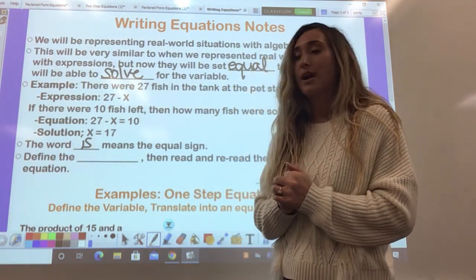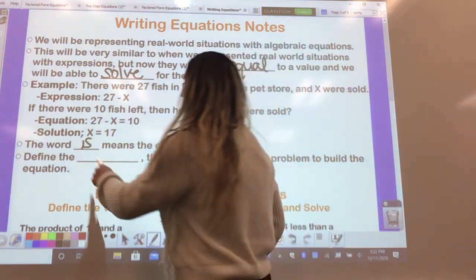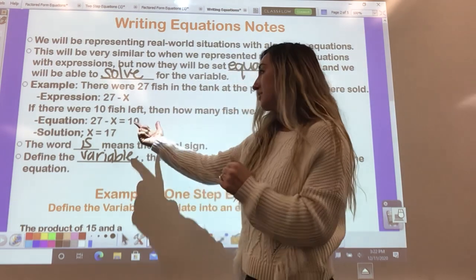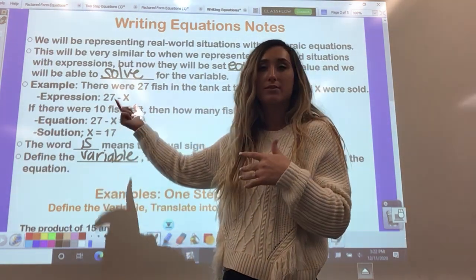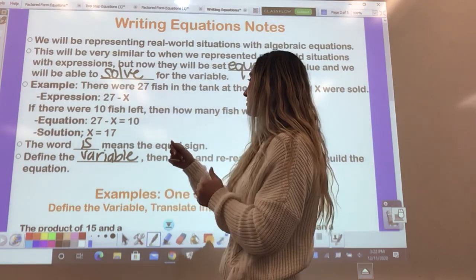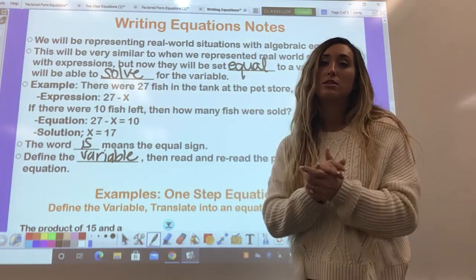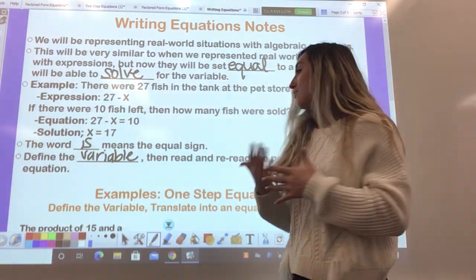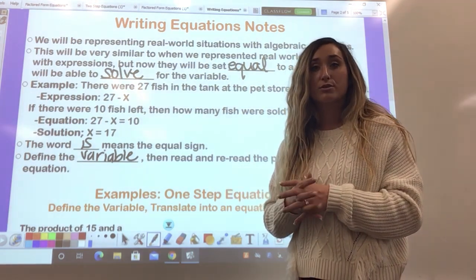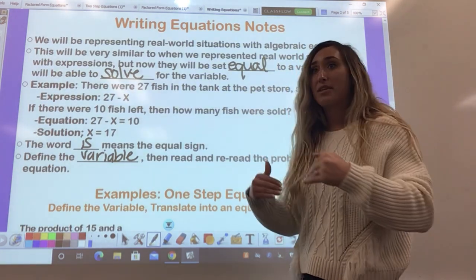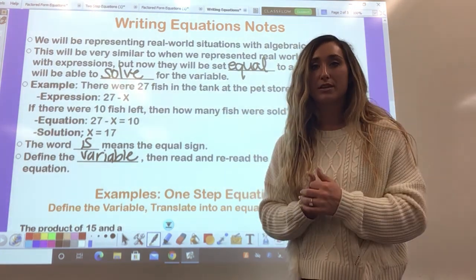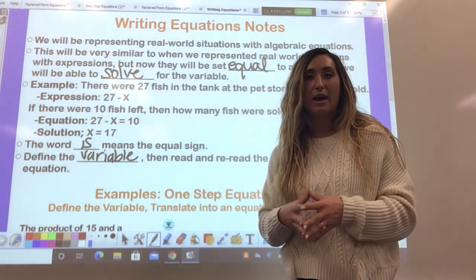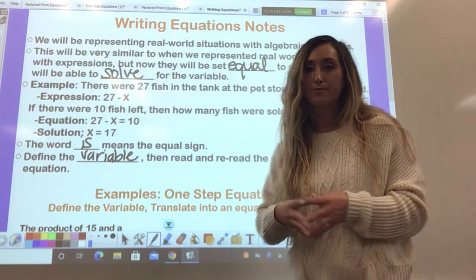But the one thing that we do have to do first off is define the variable. So like here in this equation, we have the variable x, but we have to write what that represents. And in this case, it represented how many fish were sold or were given away. Okay. So again, really the only thing that we're going to do here is just go through some examples. Again, there's not really a method since all real world problems are going to be a little bit different. But we're going to start by defining the variable, reading the problem, and figuring out how to build the equation from there.